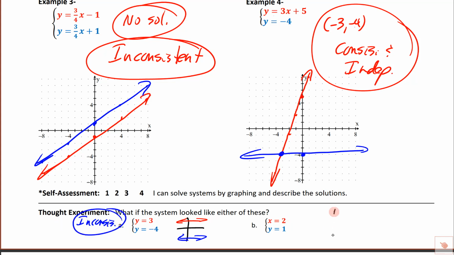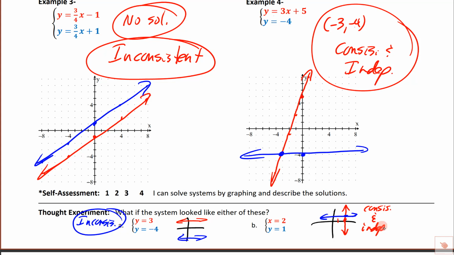And what if we had this? So let me draw a little set of axes right here. If we had x equals 2, remember x equals a number is a vertical line. It tells us it crosses the x-axis at 2. So we go over here 2. It's going to cross there. It's going to slice right through there, parallel to the y-axis. And then the other one is y equals 1. So that would be a horizontal line. Well, they would cross right there, so that means we'd have a solution. This is going to be consistent, and it's going to be independent.